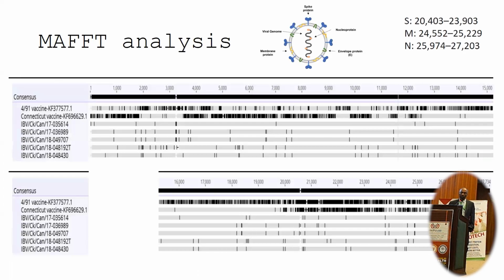When we align the whole genome of our isolates with the Connecticut vaccine and also the 491 vaccine, we saw a lot of similarities. You can see that when it is different, the vertical line is black. The gray lines indicate the similarities. And if you compare the Connecticut vaccine and the DMV 1639, you can see there are a lot of similarities.